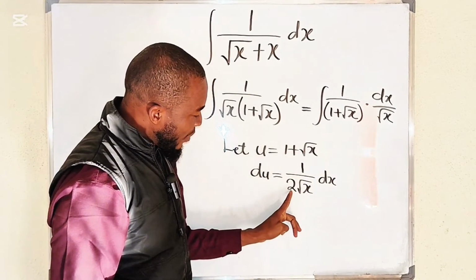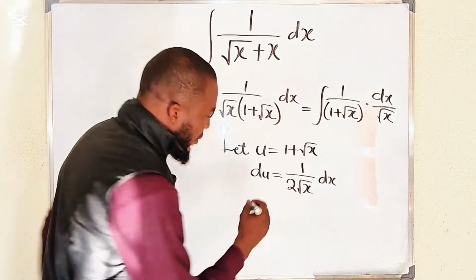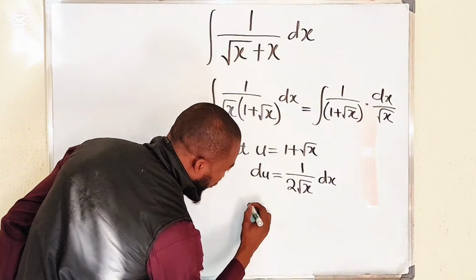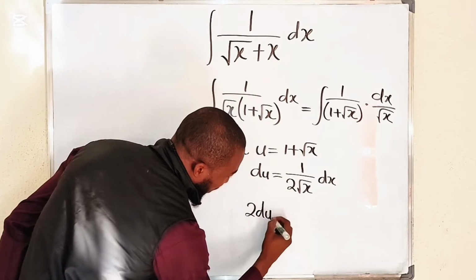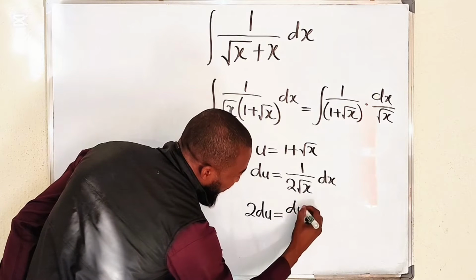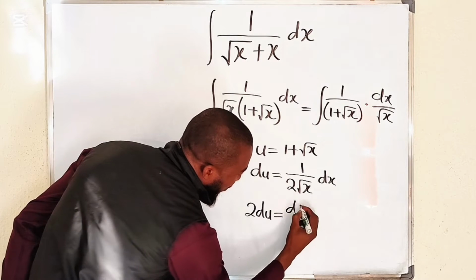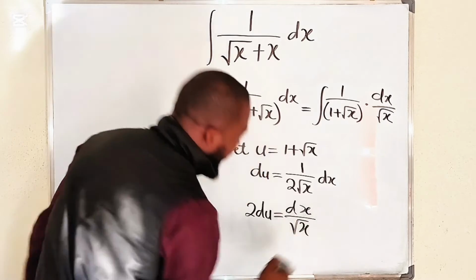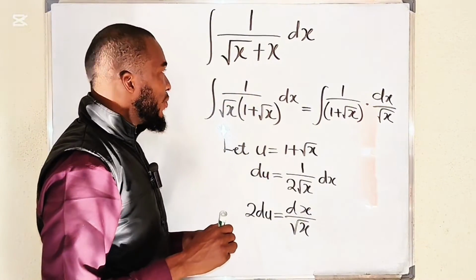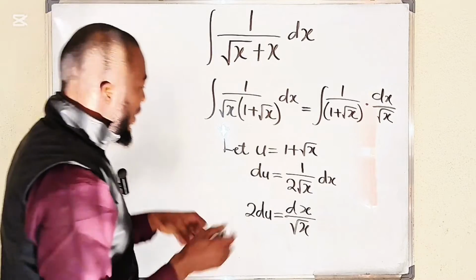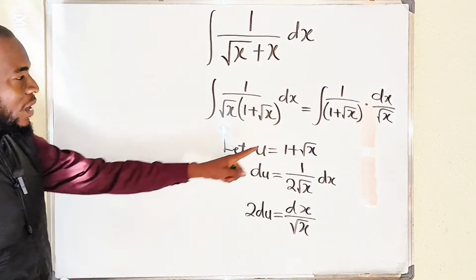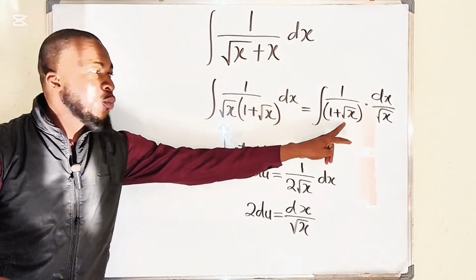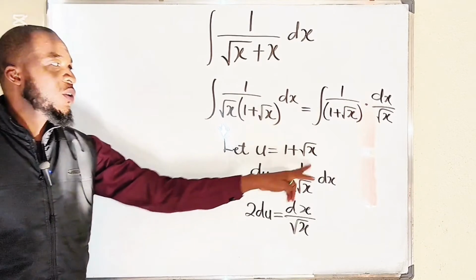So I think we can multiply both sides by 2 so that this becomes 2 du is equal to dx divided by the square root of x. Yes. So now let us back substitute. All right, let me come down here. We have 1 over u because we have left the whole of this to be equal to u.